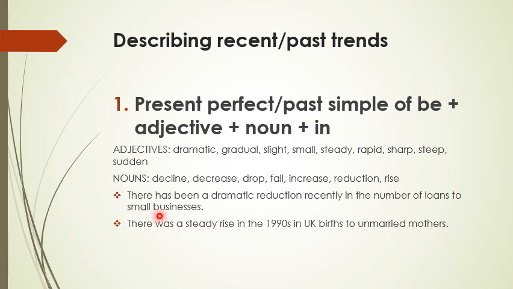Now, the difference between these two sentences: the second one is talking about a period of time, a certain time. So we use there was, the past simple. The other one is talking about the past in general until now. So we use the present perfect. There has been a dramatic reduction. So the dramatic reduction continues until now.